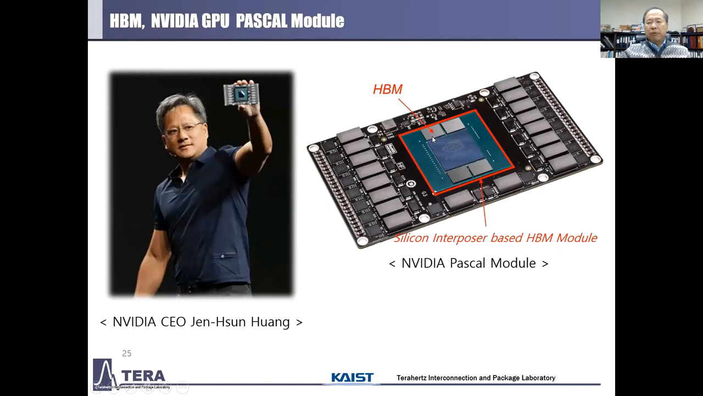As I mentioned before, to increase the parallelism between DRAM and GPU, there are more than thousands of interconnections between a memory module and NVIDIA's GPU. So four of them will be more than 5,000 interconnections. And as I mentioned before, there will be millions and millions of interconnections in the future.